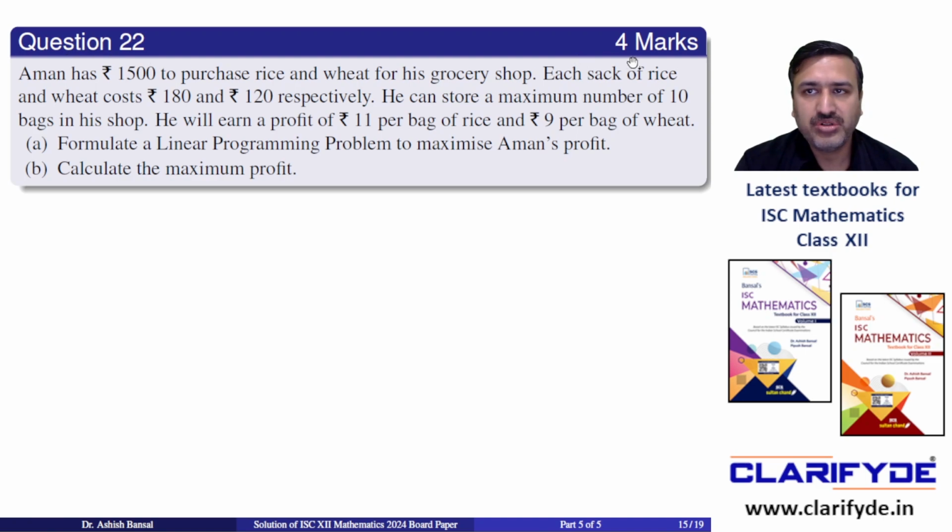Question number 22, it's a 4-mark question. It says Aman has 1500 to purchase rice and wheat for his grocery shop. Each sack of rice and wheat costs rupees 180 and rupees 120 respectively. He can store a maximum number of 10 bags in the shop. He will earn a profit of rupees 11 per bag of rice and rupees 9 per bag of wheat. Formulate a linear programming problem to maximize Aman's profit. Calculate the maximum profit.